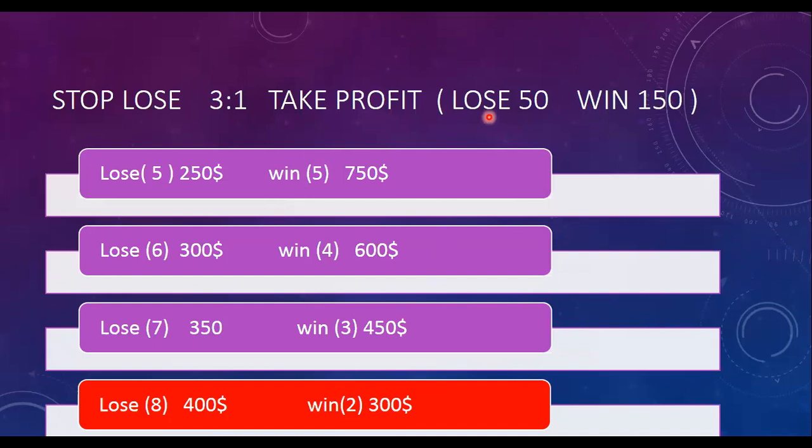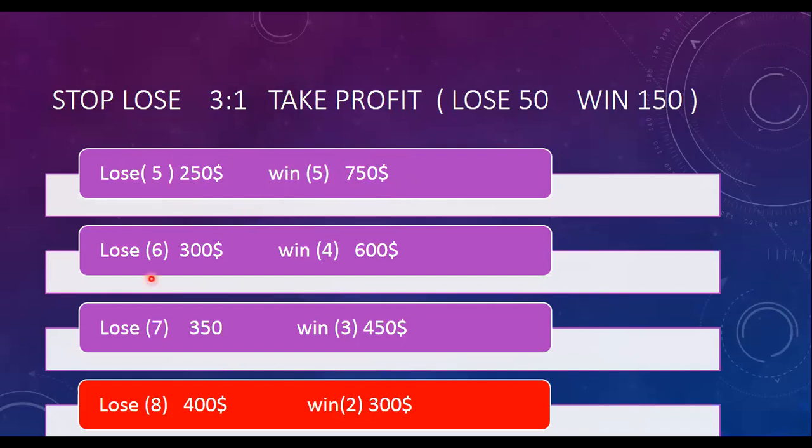Okay, so first example here, from 10 trades, I lose 5 trades and I win 5 trades. So I make 10 different trades, I lose 5 and I win 5. The 5 that I lose, if I keep this 3-1, I lose $250. And the 5 that I win, $750. So am I a winner or a loser? I'm a winner. Even 5-5, I'm a winner.